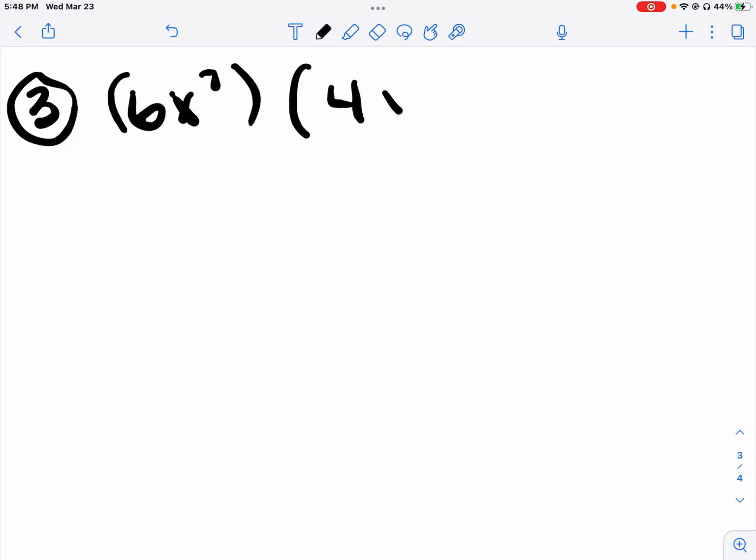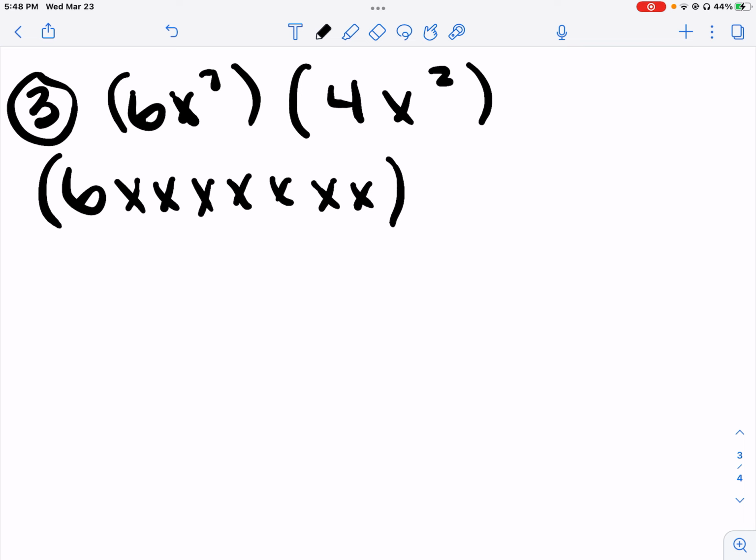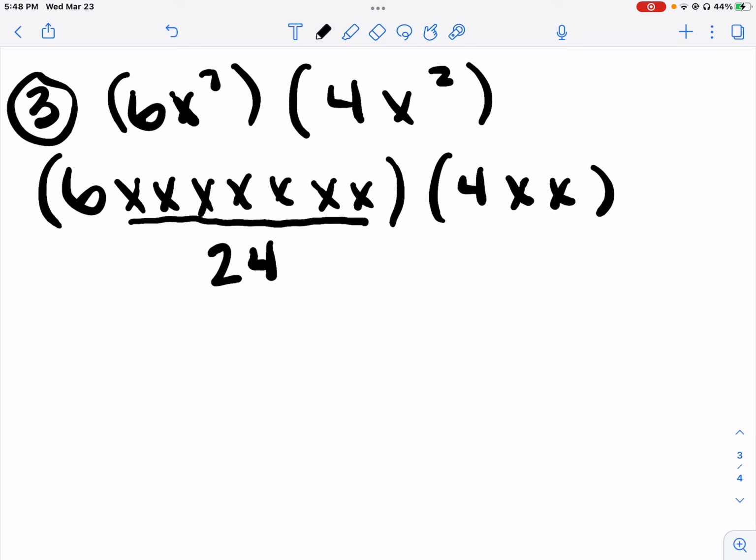Number 3, multiplying. 6x to the 7th times 4x squared. Okay, that means 6, write a bunch of x's. 4x squared, 4xx. 6 times 4 is 24. There's 7 in the first one, and then there's 2. So I've got 7 plus 2 more is 9, x to the 9th.